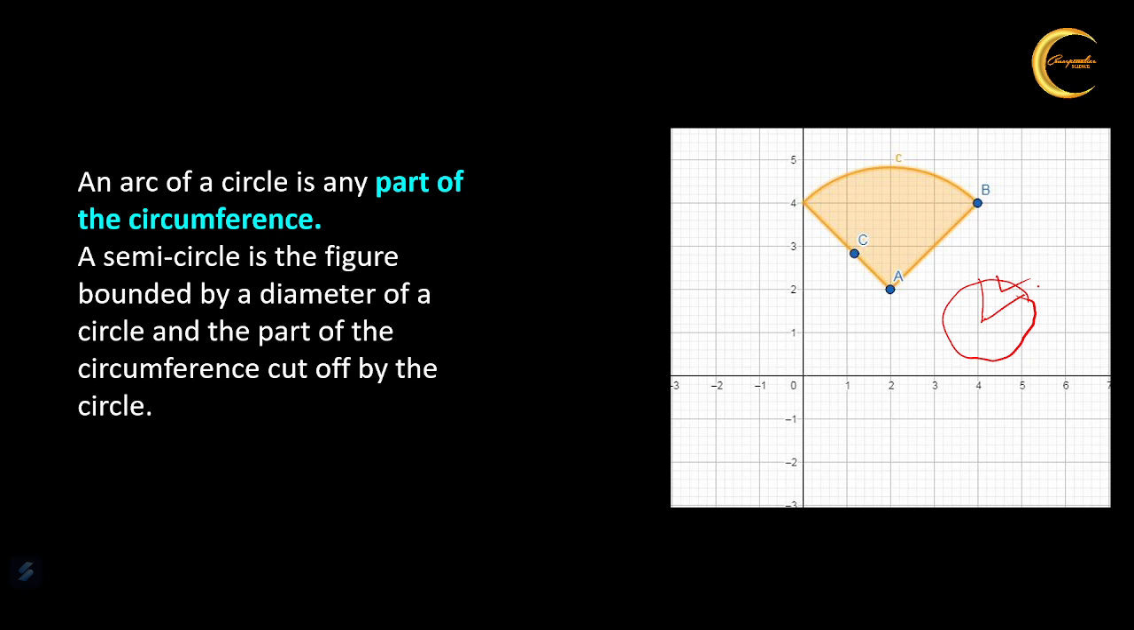And a semicircle is bounded by the diameter of the circle. If I draw a semicircle, this is the line, and this is the semicircle I have drawn. You see this is called the diameter of the circle, and this is the center point O.